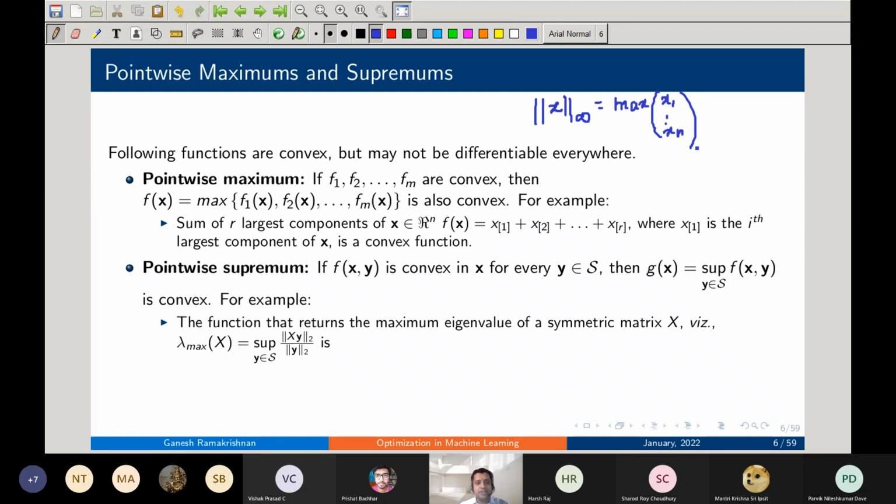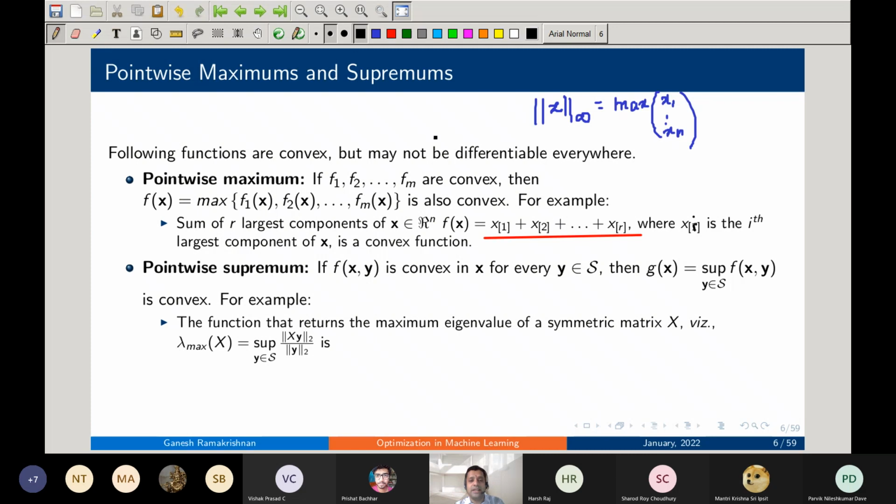Okay, so a special case: let's say the sum of the r largest components of x. How do you prove this is convex? The sum of the r largest components of x, can we write this as a max of multiple convex functions? Sorry, xi is the ith largest component of x. I should just write it as xi. x1 is the largest component of x. So how do you prove that this is convex?